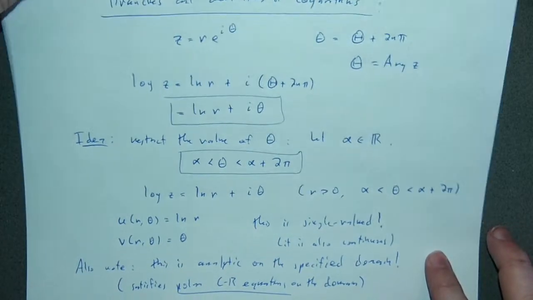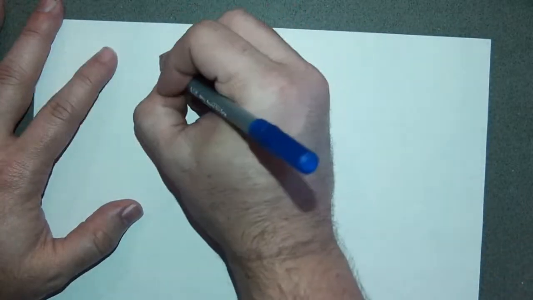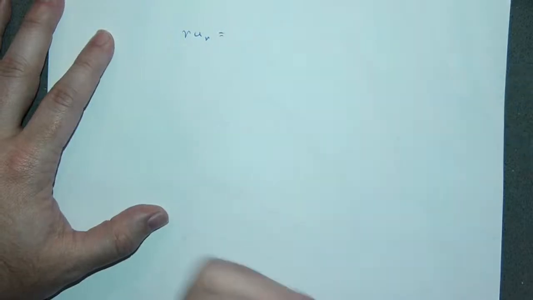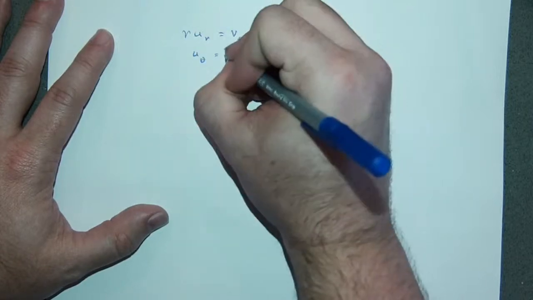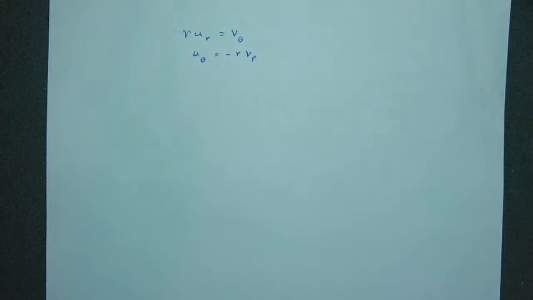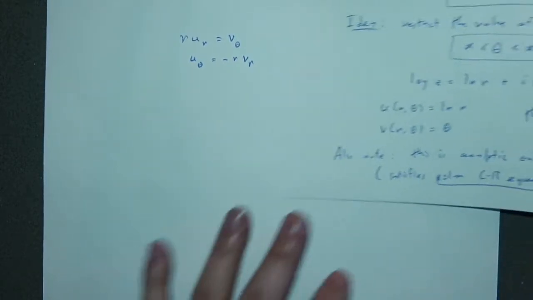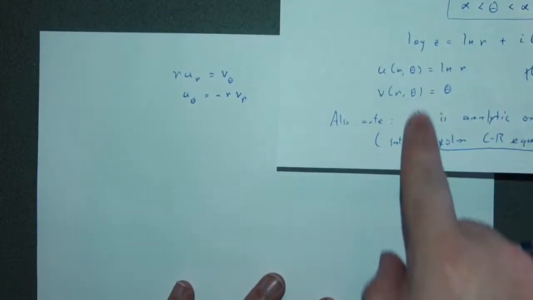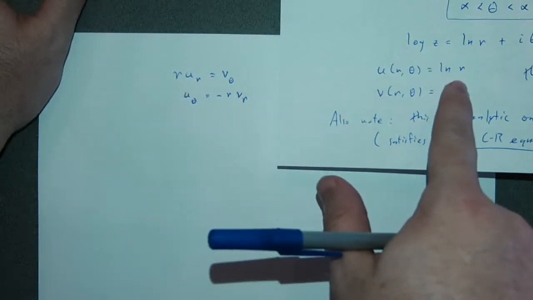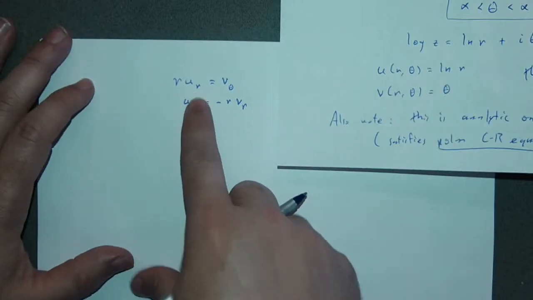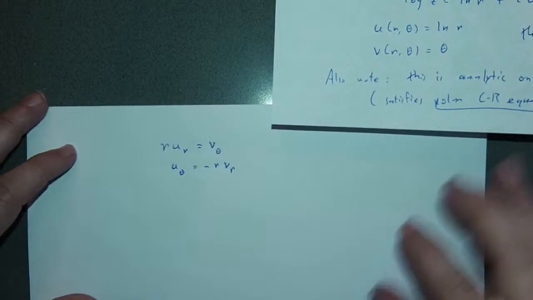What are polar Cauchy-Riemann equations? Right. So remember, polar Cauchy-Riemann states that r u sub r is equal to v sub theta, and that u sub theta is equal to minus r v sub r. So let's remind ourselves here, our log function has component functions natural log of r and theta. And so u sub r is 1 over r. Now, I'll just compute all these down here.